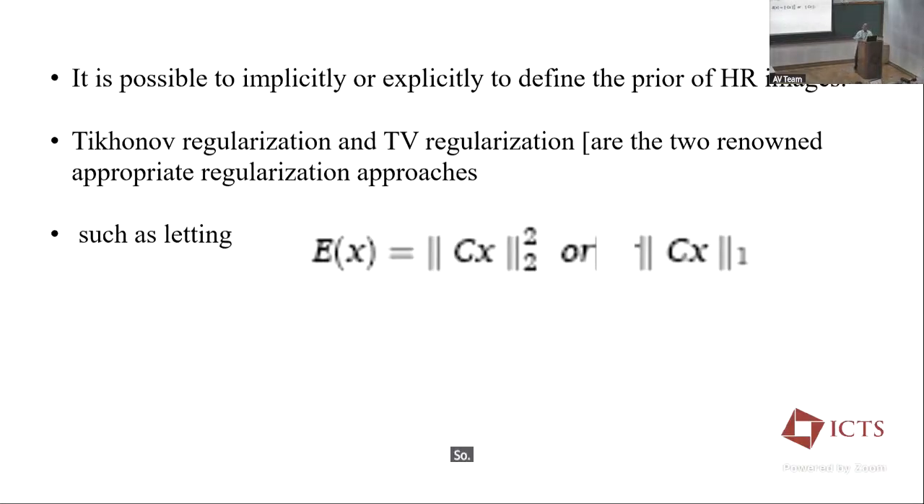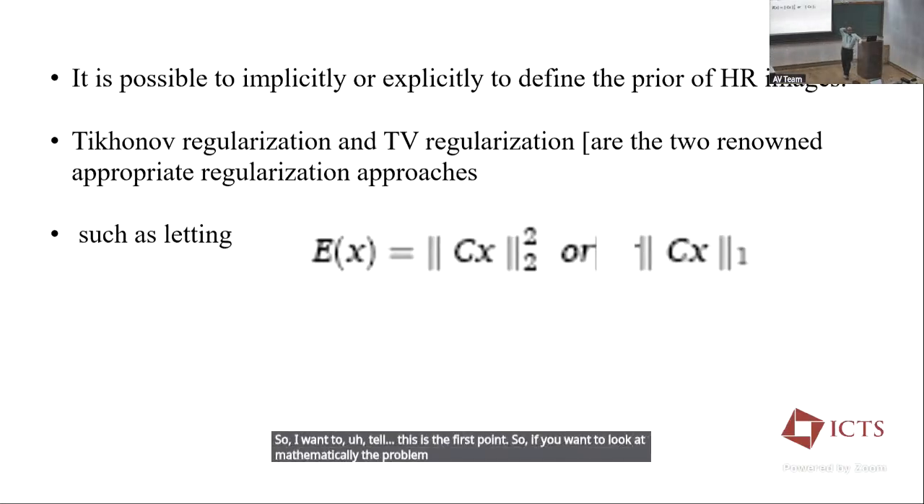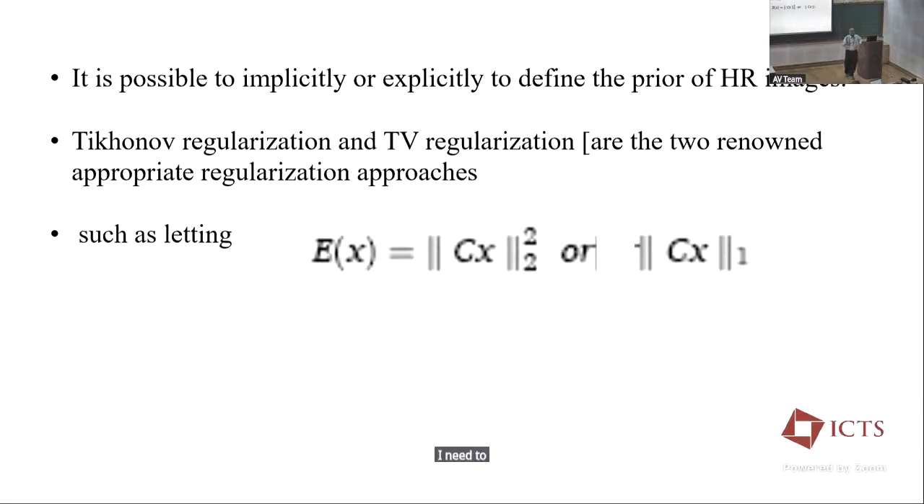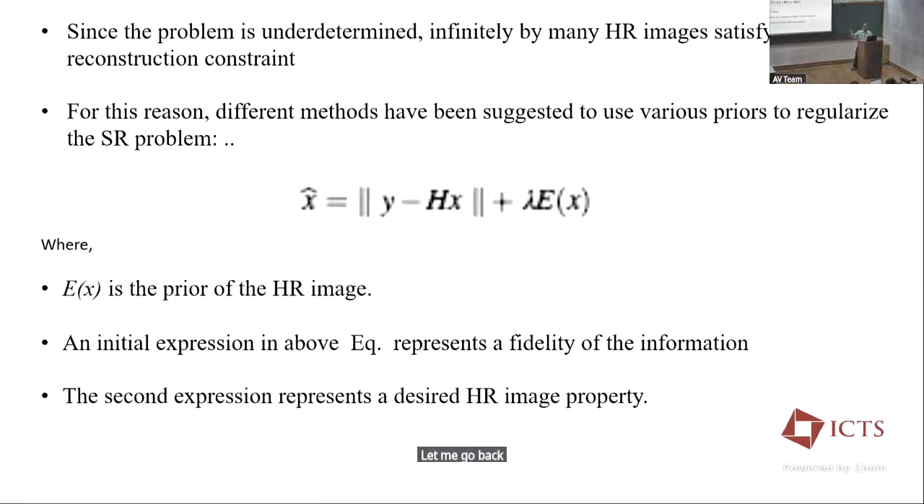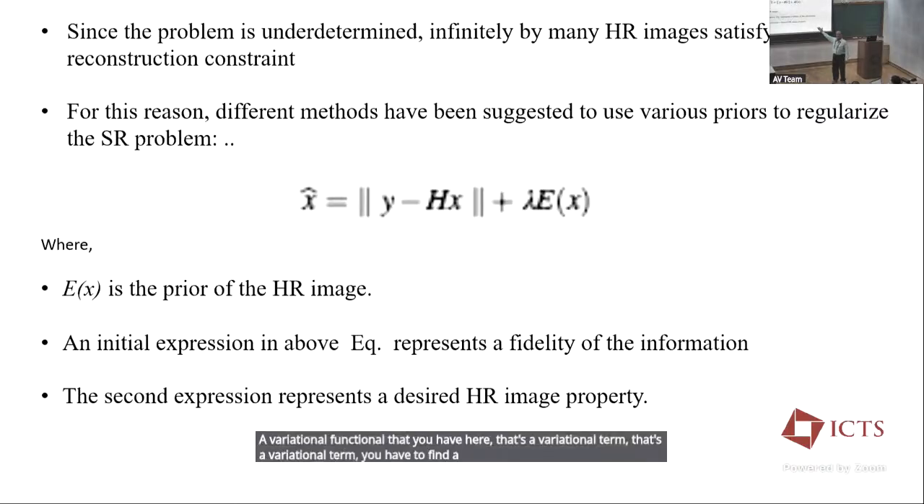So I want to tell, this is the first point. If you want to look at the problem mathematically, you may have a chance to look at regularization methods and find out what is the right regularizer I need to use in a particular context, and maybe come up with things. So what exactly is this? This problem is nothing but a variational problem. Let me go back to this problem. It is nothing but a minimization problem. A variational functional that you have here, that's a variational term. You have to find an x such that this variational entity is minimized.